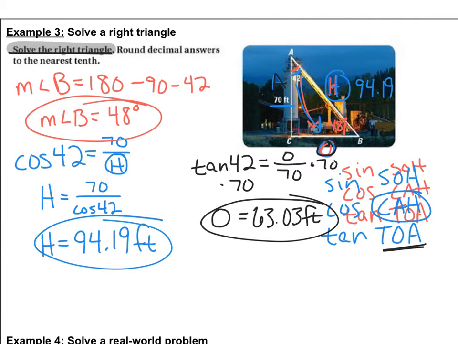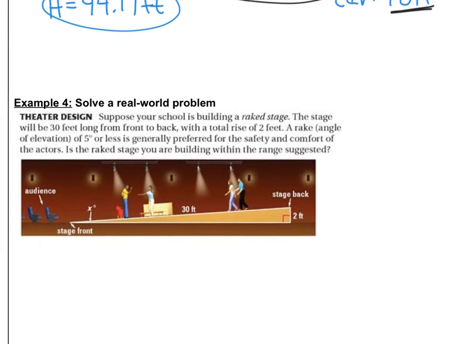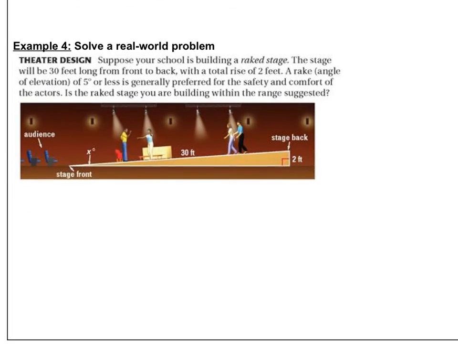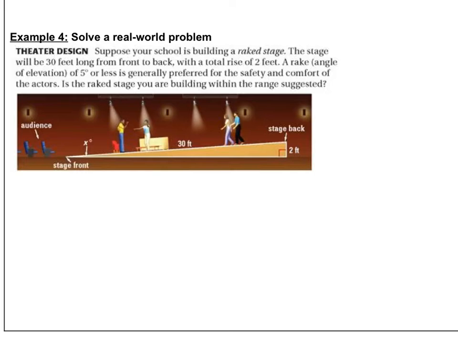So let's move on to our final example, and we're talking about a real-world problem. So suppose your school is building a raked stage. Not sure exactly what that means, but the stage will be 30 feet long from front to back with a total rise of 2 feet. A rake, or an angle of elevation of 5 degrees or less, is generally preferred for the safety and comfort of the actors. Is the raked stage you are building within the range suggested?